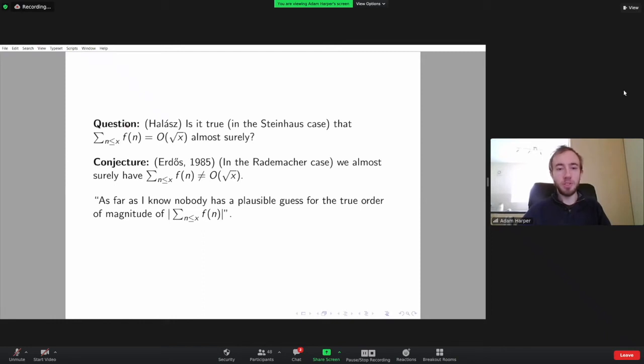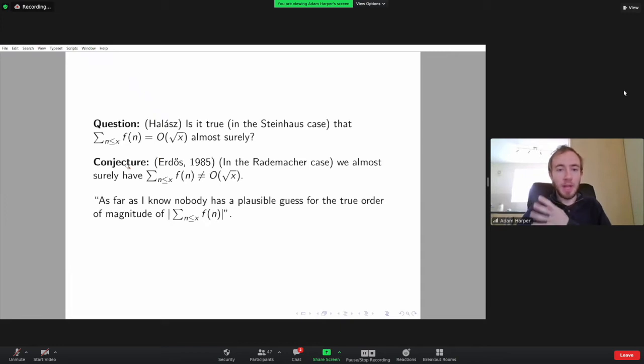So Hollasch asked a question: is it true that the partial sums of the random multiplicative function should be big O root x almost surely? So is it true that actually the growth is only as big as square root x, the fluctuations only as large as square root x almost surely? And he happened to ask this in the Steinhaus case, but I don't think there's any reason we'd expect the answer to be different if you look at the Rademacher case.